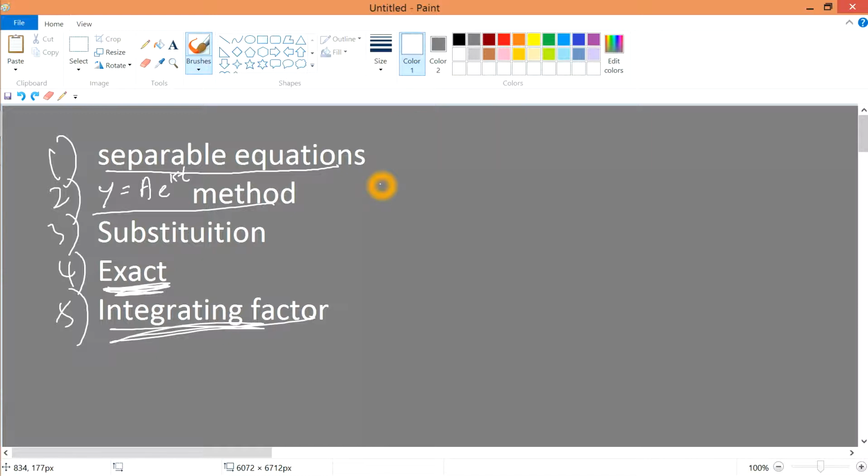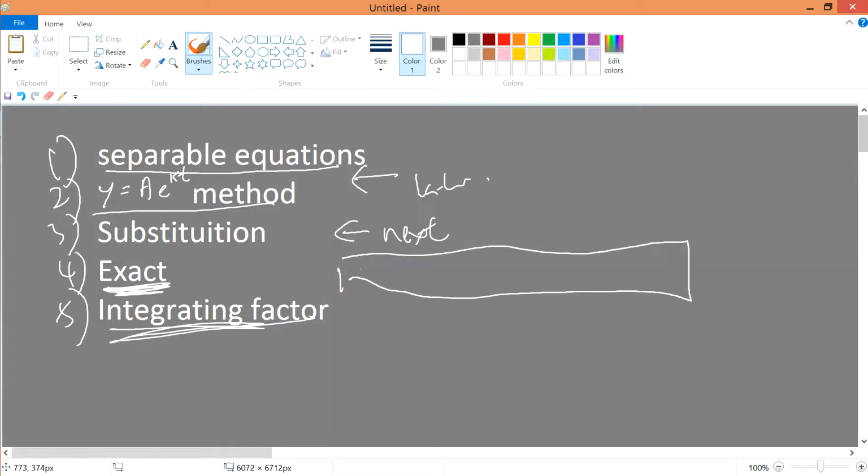The next method is the y equals to a e to the kt method. This is the second one, so I'll talk about it later in this video. And then substitution, we will talk about it in the next video, because there's a lot of things in there. And then exact, you just click this video. I've gone through it in the previous parts already. If you don't know anything, you just click this link and check it out.